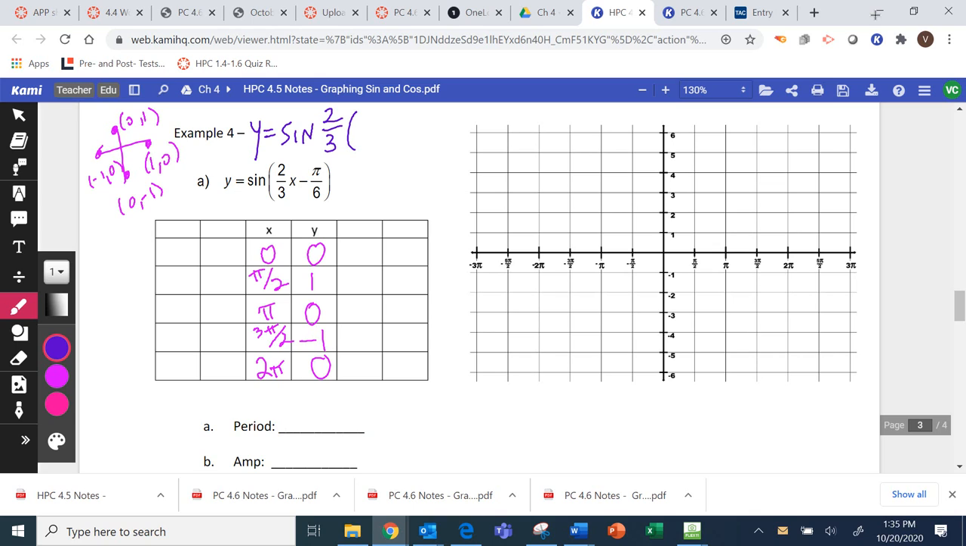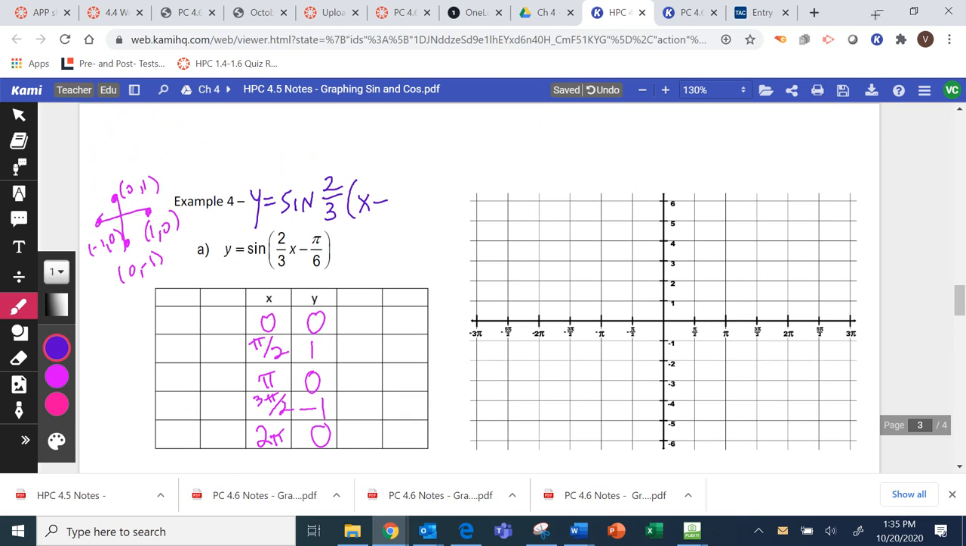If we have to factor that out, we're going to have x minus, and to factor that out, we have to factor it out of pi over 6, and factoring is dividing it out. So I have pi over 6 divided by 2/3, which is the same thing as pi over 6 multiplied by 3 over 2, which is pi over 4. Now, what does the 2/3 do?